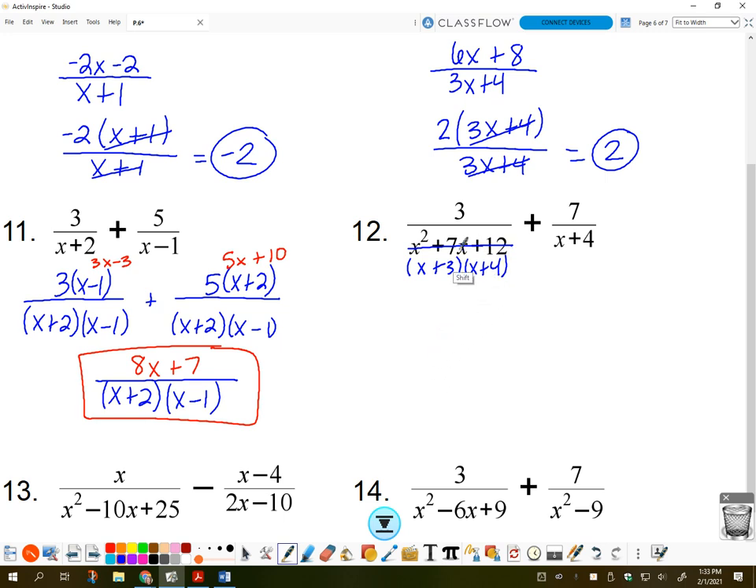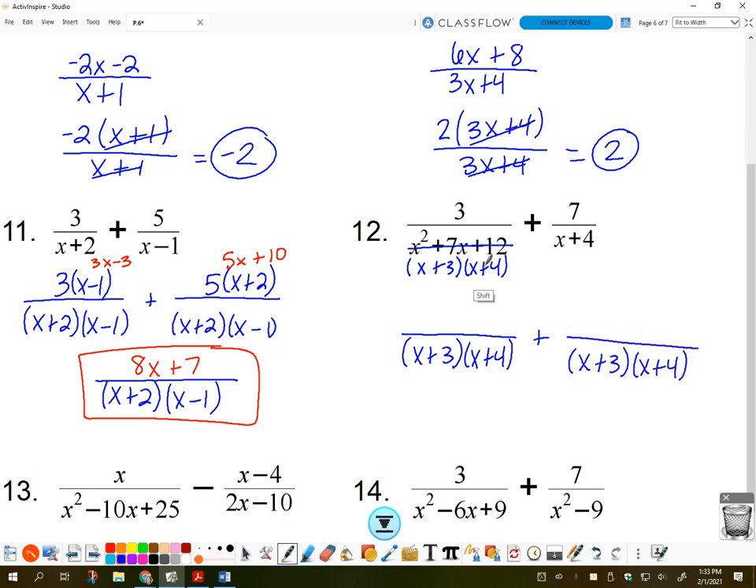Alright, so my common denominator has to be everything in the first one and anything new in the second one. So if I write down the first denominator, and then I look at the second denominator, I've already written this, so I don't have to write it again. So my common denominator is x plus 3, x plus 4.